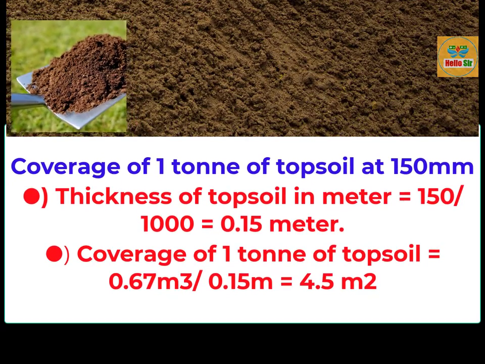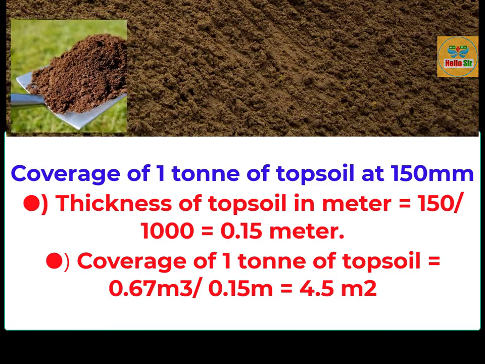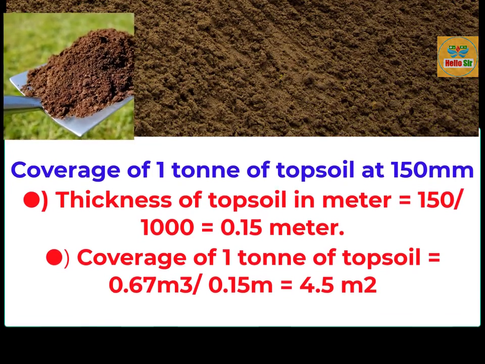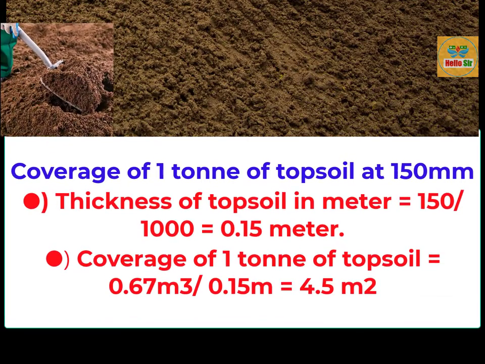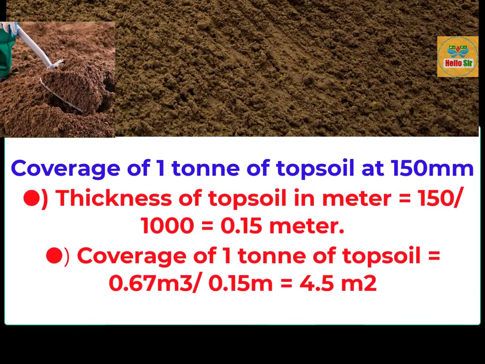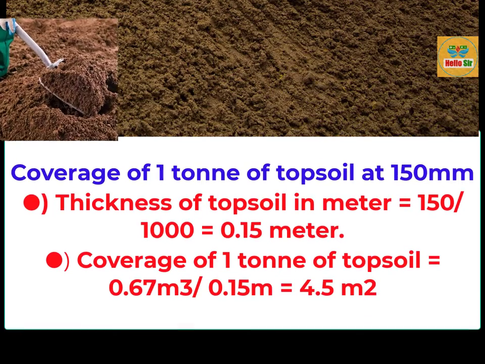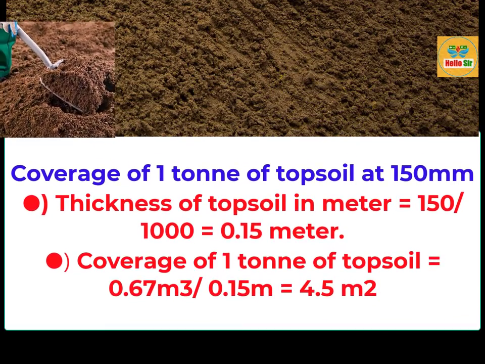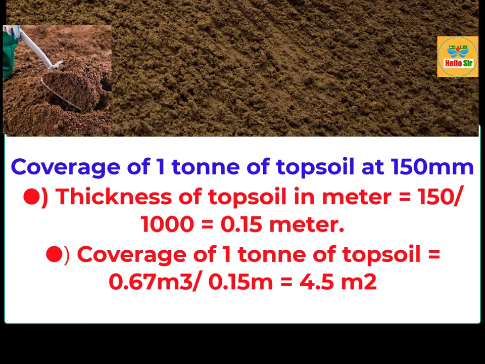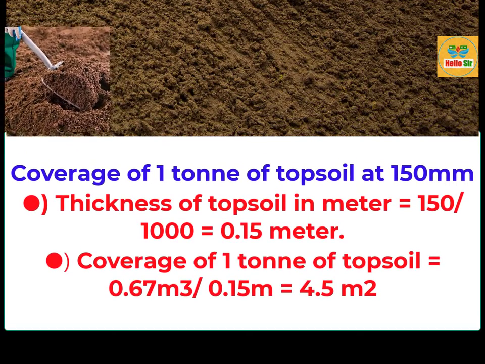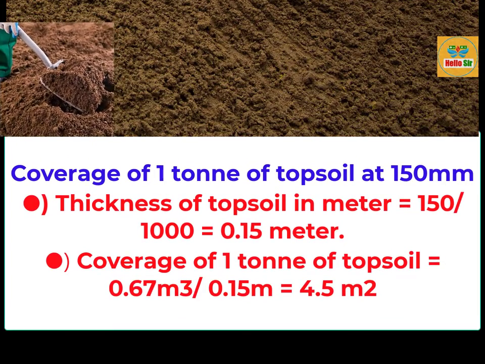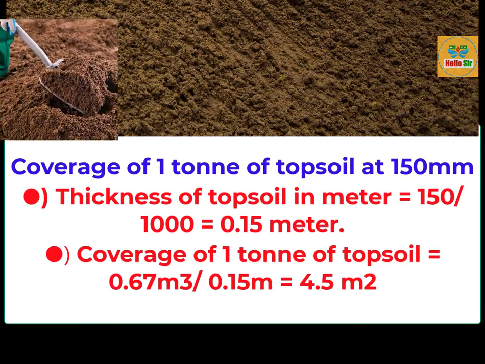0.67 cubic meter. Now we calculate the coverage of 1 ton of topsoil at a depth of 150 mm. It's calculated in steps. The first step is the thickness of topsoil in meters. 150 mm divided by 1000 comes to 0.15 meter.